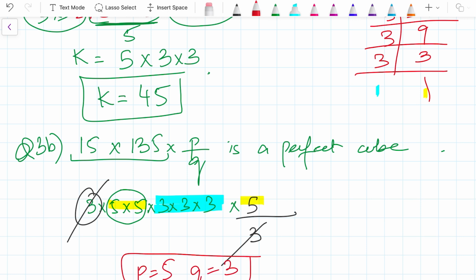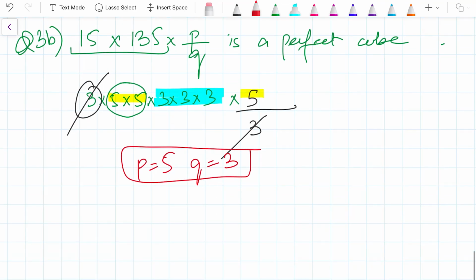This is an IQ question. You need to have a good understanding of the topic. Now, estimating square roots and cube roots.